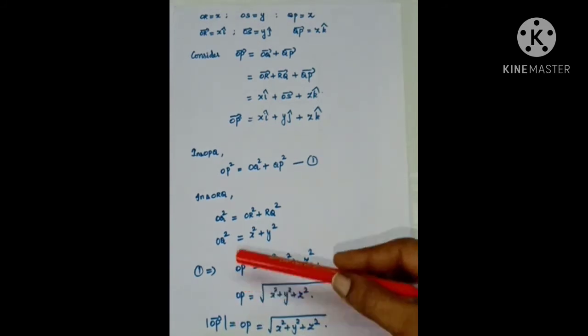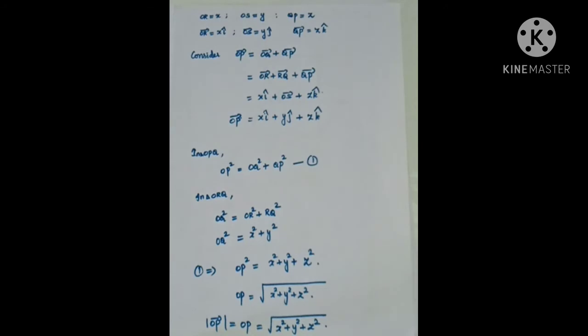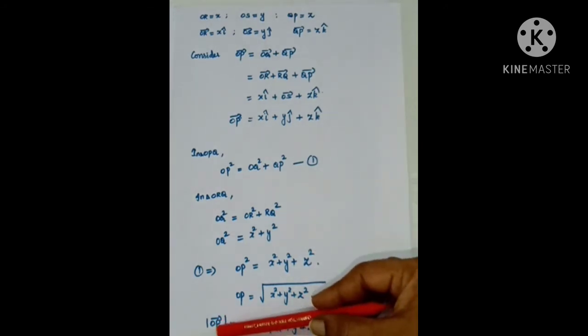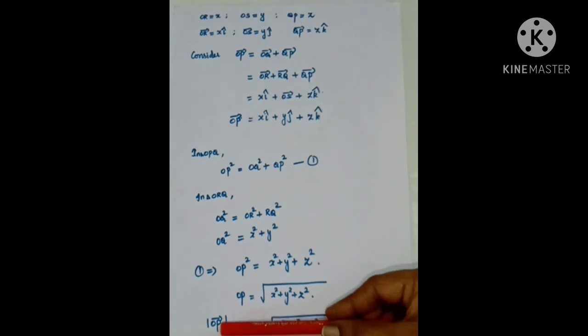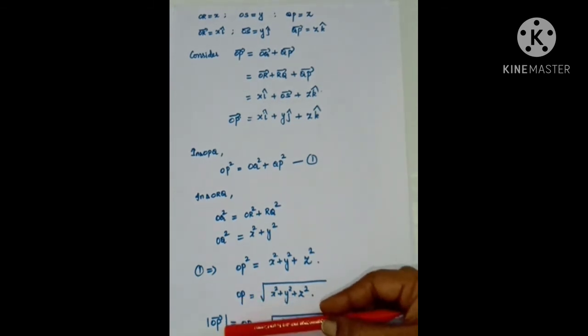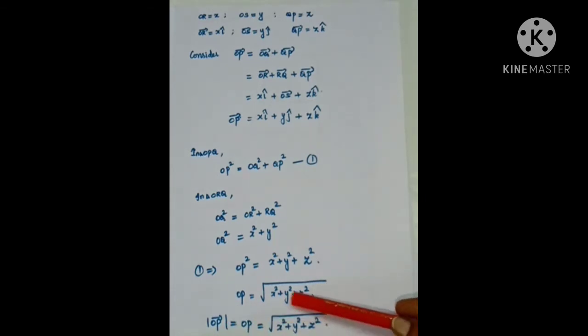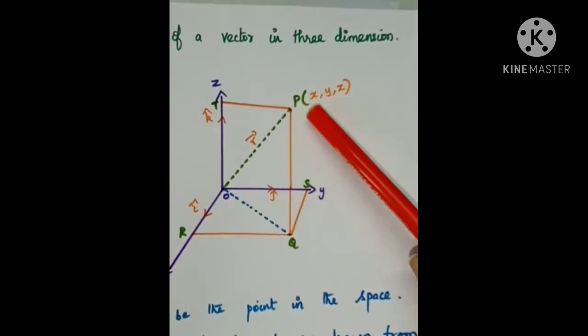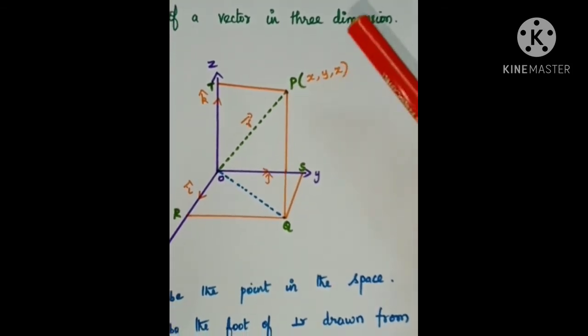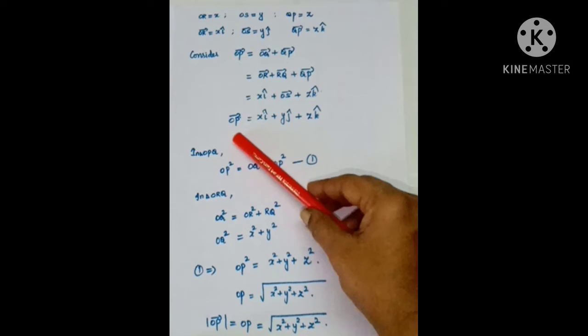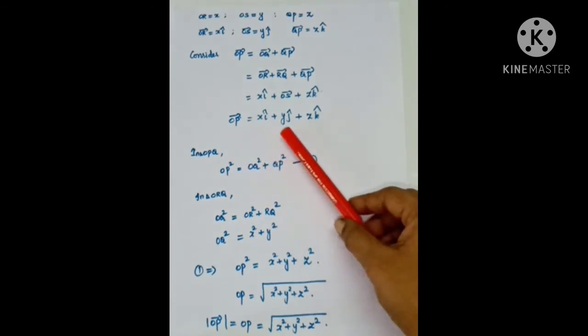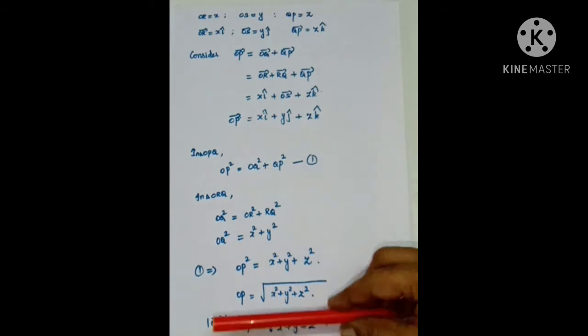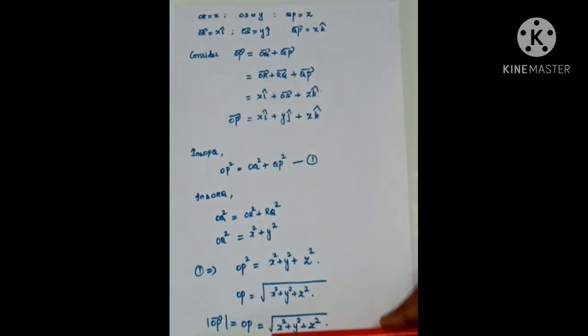OP is nothing but the distance from the origin to the point. That is the modulus of the OP vector, the length of the line segment OP. So the modulus of the OP vector is the square root of X squared plus Y squared plus Z squared. What you have to remember is, if you have a point P of X, Y, Z in space, you can write the position vector OP as X i cap plus y j cap plus z k cap. Then the magnitude of the OP vector is equal to the square root of x squared plus y squared plus z squared.